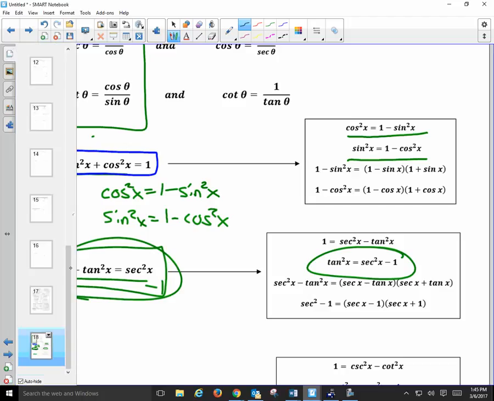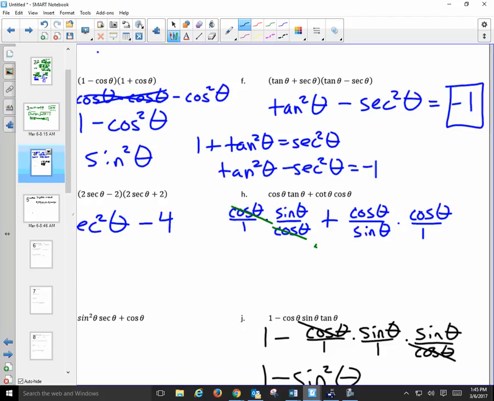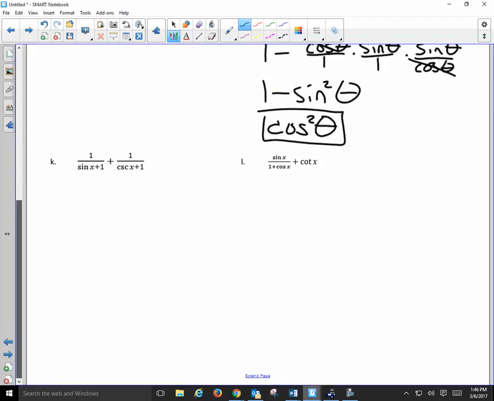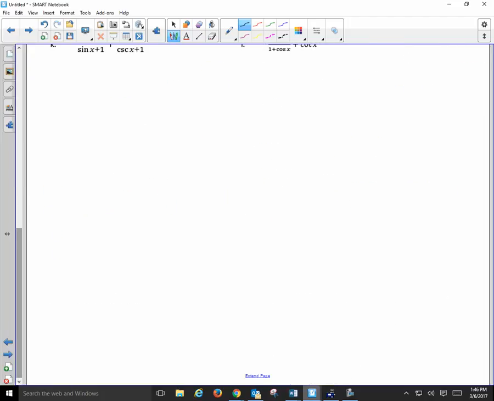2 more problems. And I would say that this is the content limit of what I would ask you to do on the test, problems like K and L. So let's see if we can handle them. What do you want to try for K? Okay, let's try common denominator.